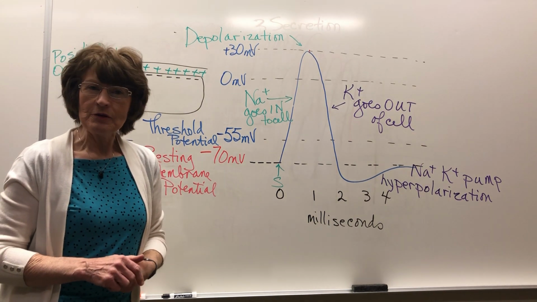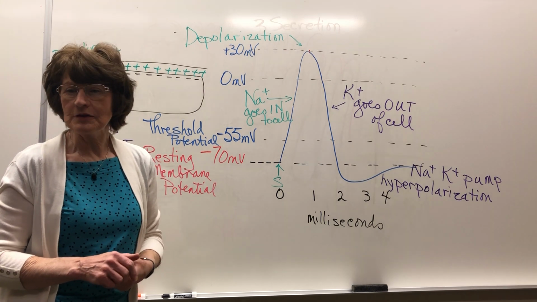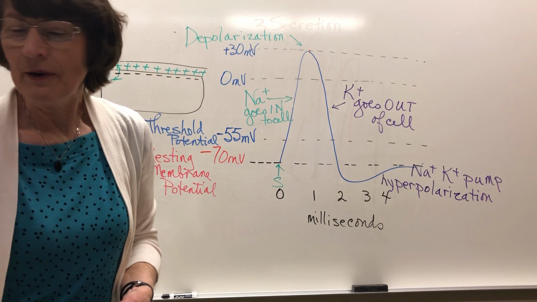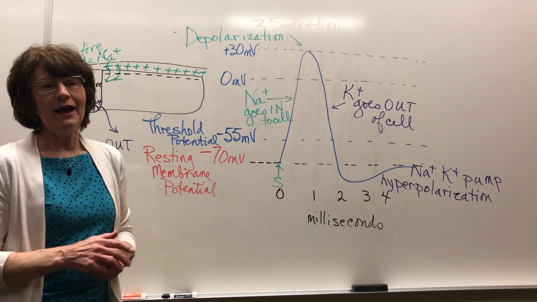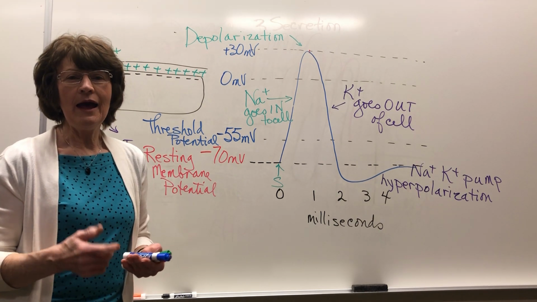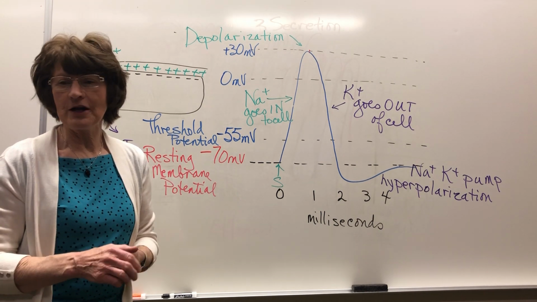Now, we've got the threshold done. What I want to do now is just to go over to the next page and let's look at this. For this one, we've got the neurotransmitters. Neurotransmitters, the first one that was identified was acetylcholine, and it's always at a neuromuscular junction.